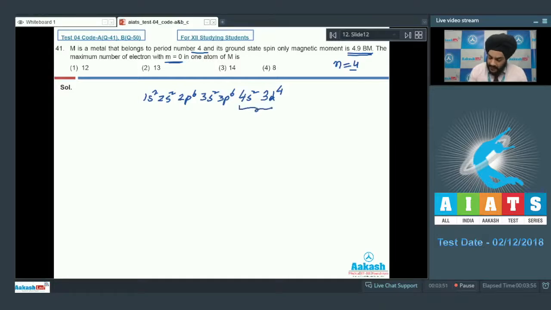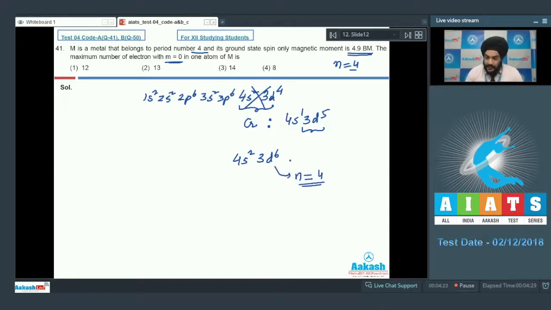But students, this is the configuration of chromium and we know that it does not exist as such. We have 4s1, 3d5. The excitation of s electron to d electron takes place because of the stabilization provided by the half-filled orbital configuration. So our next guess would be 4s2, 3d6. Now if you look at the d6 configuration, this has a total of 4 unpaired electrons. So the configuration which we are looking for has the valence configuration of 4s2, 3d6.